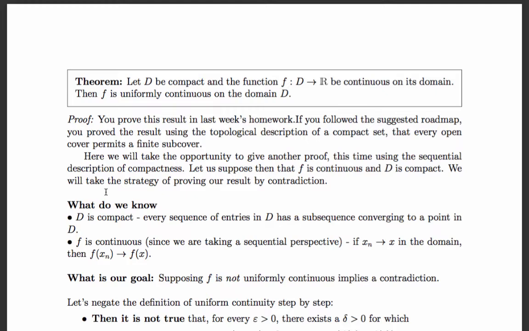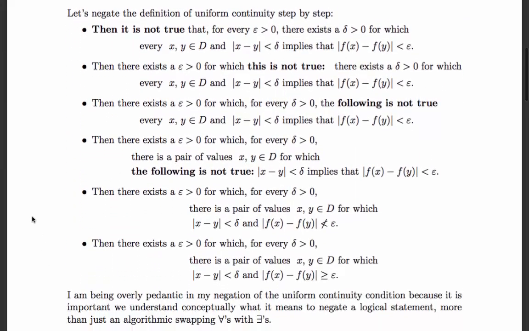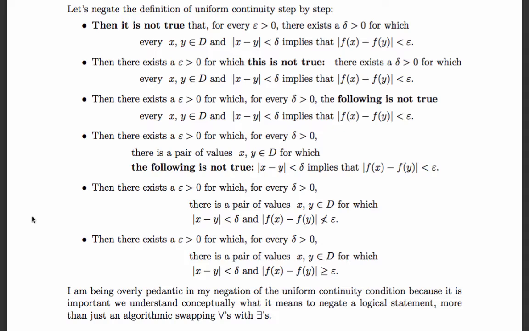Now, it's really important that we understand what's meant by negating a sentence. And of course, we've all taken introduction to proofs. We know the mechanics of how to go through and negate. But let's just think it through step by step. So let's negate the definition of uniform continuity step by step. Now, I realize I'm being perhaps overly pedantic by going step by step and contradicting each logical quantifier, but it's important that we understand logically, intuitively what's meant.